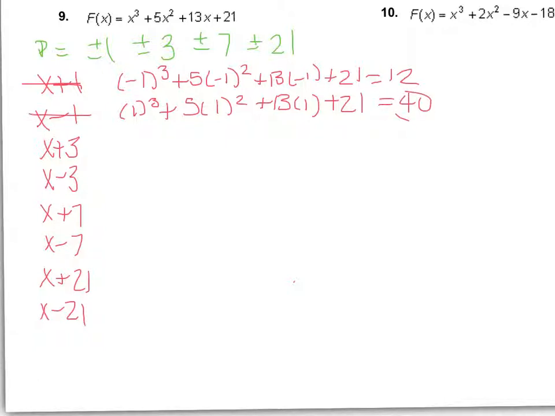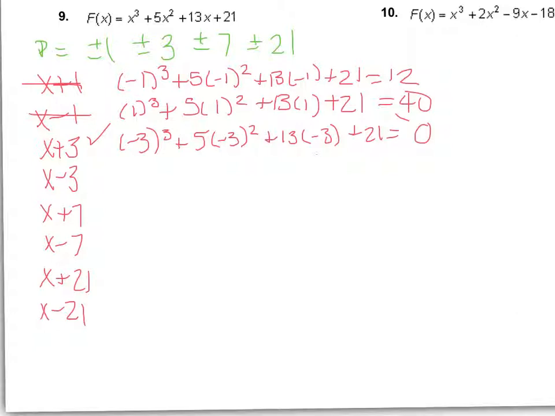So for x plus 3, I'm going to plug in negative 3 cubed plus 5 times negative 3 squared plus 13 times negative 3 plus 21 and see what I get. And I'm going to end up with 0. So I know that x plus 3 is a factor. So I can continue this pattern, or I can do synthetic division. I'm going to go ahead and do synthetic division just to help us out a little bit and make this a little bit smaller.